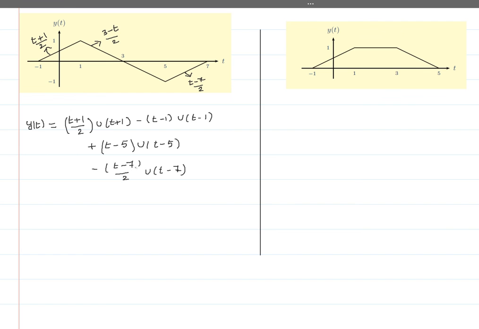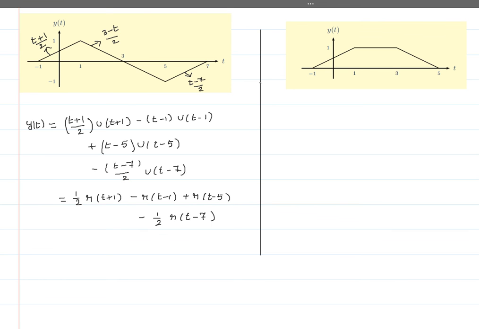So this represents our first signal, and clearly this can be written as 1 by 2 times r of t plus 1, minus the second term, r of t minus 1, plus the third term, r of t minus 5, and finally the fourth term, minus 1 by 2 times r of t minus 7. Okay, in that way you can represent the first signal in terms of ramp functions.